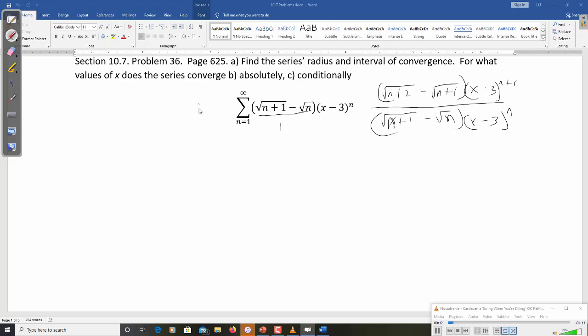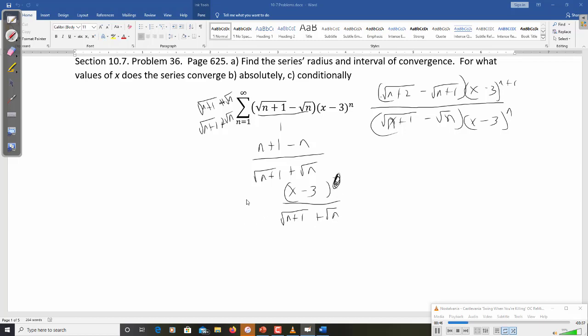If I rationalize the numerator, square root n plus 1 plus square root n, times square root n plus 1 plus square root n. That'll get me n plus 1 minus n over square root n plus 1 plus square root n, which will just be 1 over, so it'll basically be x minus 3 to the n over square root n plus 1 plus square root n. Sum n equal 1 to infinity. No, that won't be any nicer.